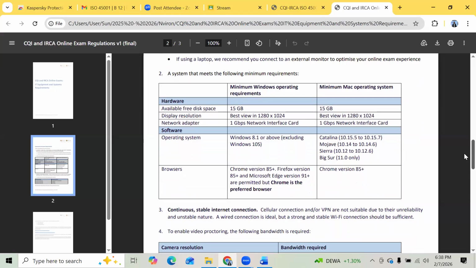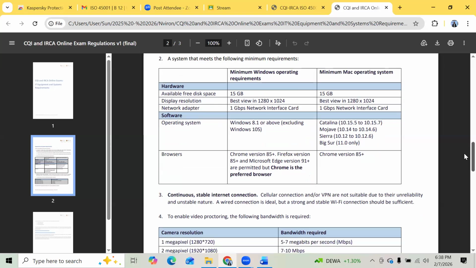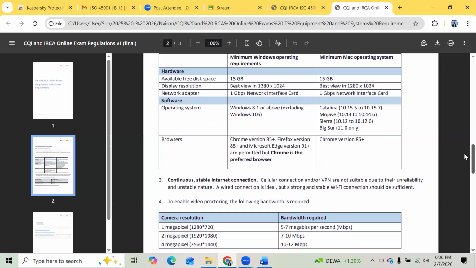above, with at least 15 GB of free hard disk space, a display resolution of 1280 pixels by 1024, and a 1 Gbps network interface card. Chrome is the preferred browser to take the examination. And please ensure continuous and stable internet as well as power supply.